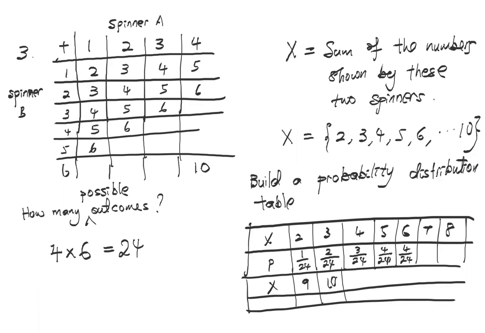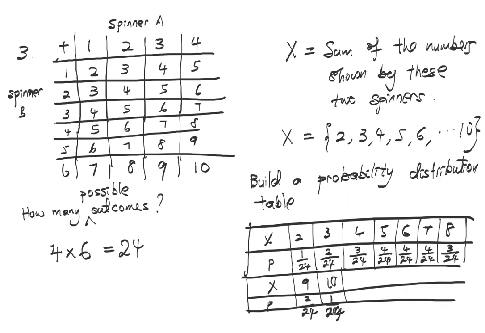7 also appears 4 times. 8, 3 times. 9, twice. And 10, once. Over 24, sorry. So you see, I built the probability distribution table.